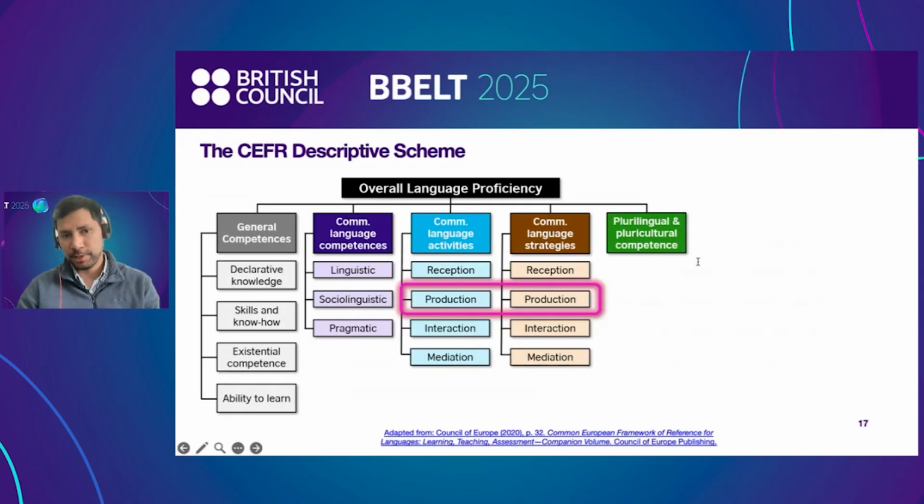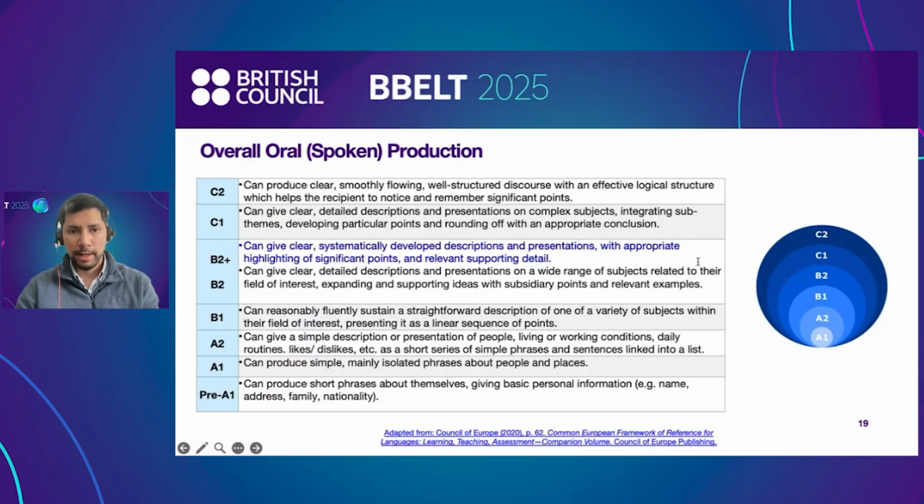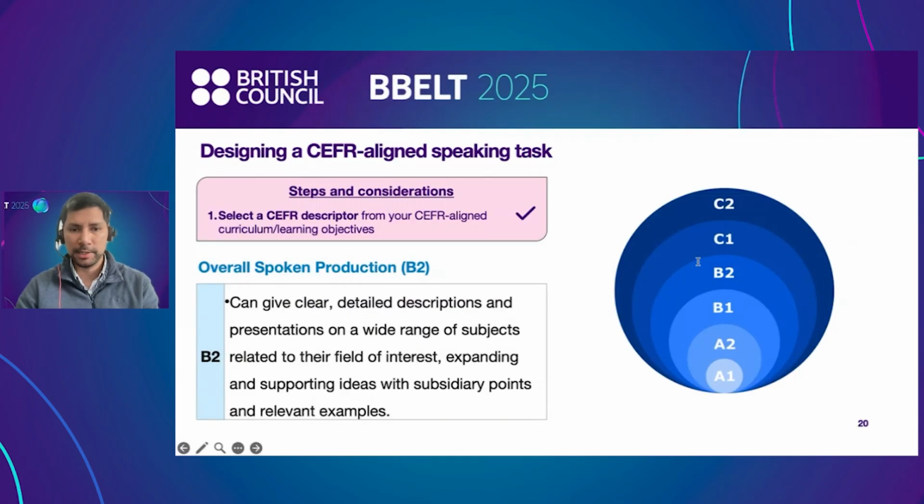So if we look at the CFR descriptive scheme now, I'm interested in a descriptor under communicative language activities, production activities. It's the overall production one, which I've highlighted there. And here's the scale from pre-A1 to C2. And the particular descriptor of interest for me is the B2 level descriptor for overall oral or spoken production. And here it is, so I've selected it.